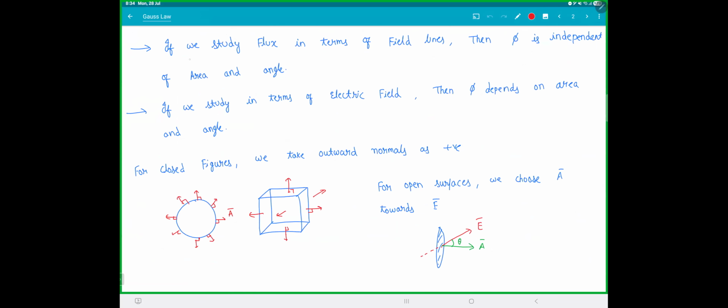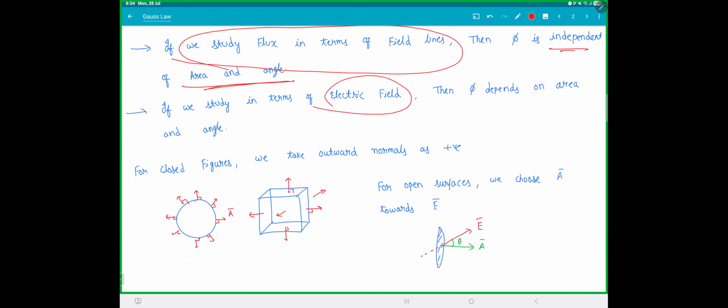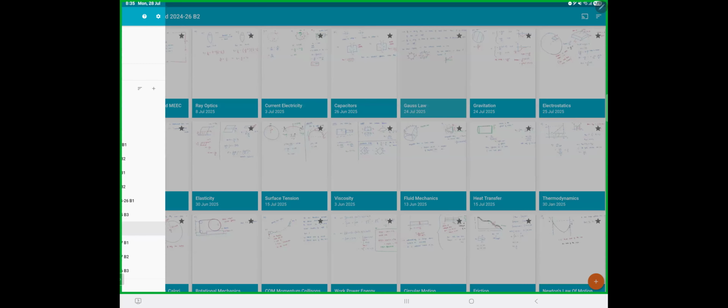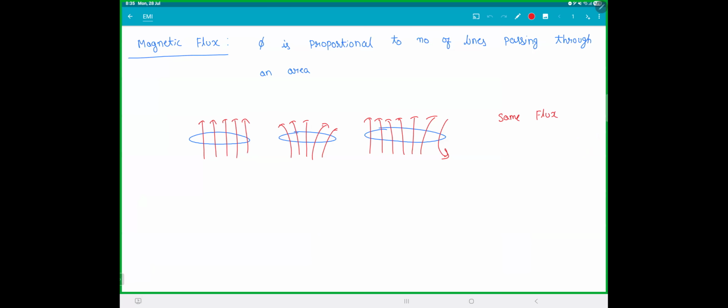And if you remember, there's a statement here. If you study flux in terms of field lines, it does not depend on angle and area. But if you study in terms of electric field, then it depends on area and angle, because field and field lines are not the same. Field is number of lines per unit area. So the argument is still the same here. They have the same flux. So refer Gauss law page 1 and 2.